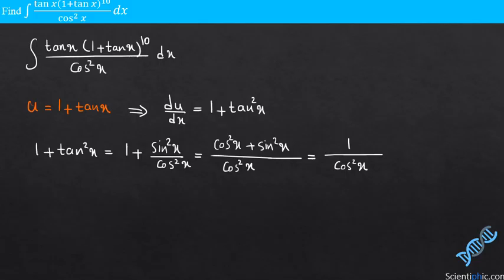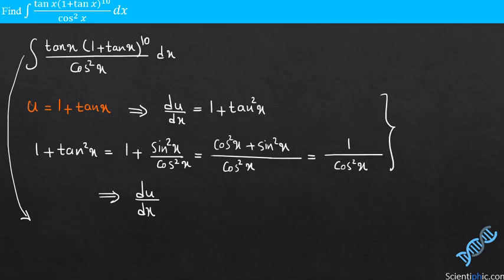Here, if I go back to the original integral, I already can see cosine squared x here, and because of these two, I can write that du dx is equal to 1 over cosine squared x, or in other words, du is equal to dx over cosine squared x.